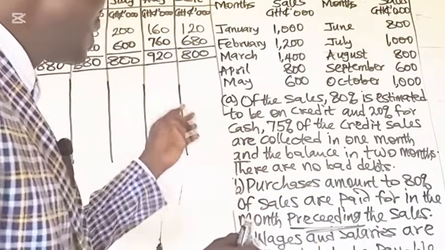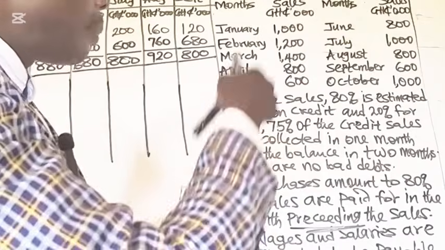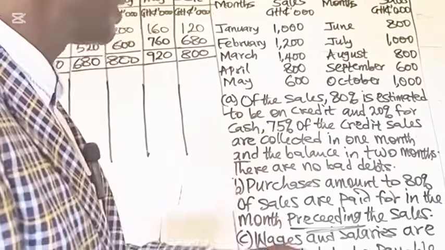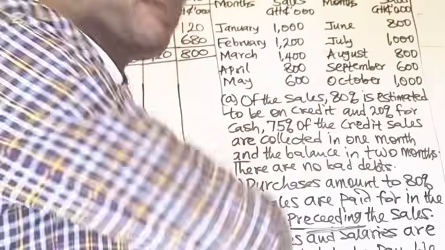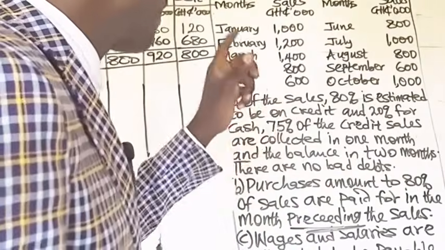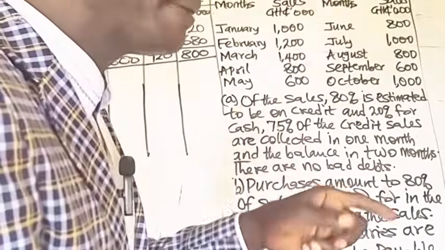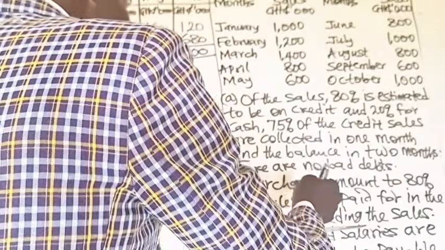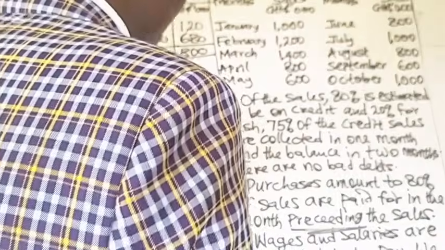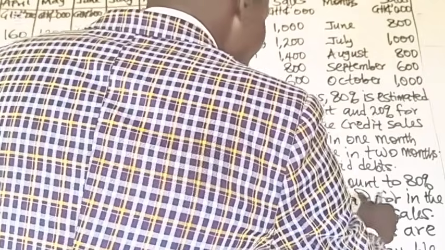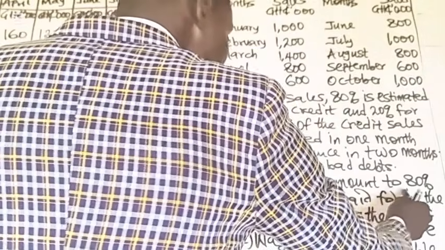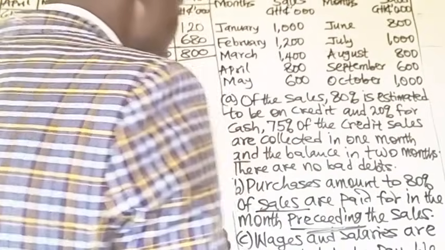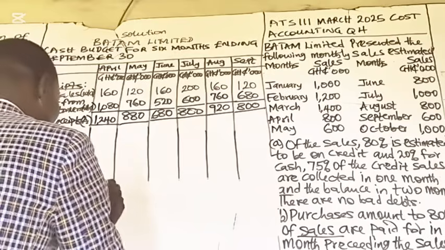If it will be paid after the month of sales, it will have been paid in March. 80% of February sales will have been paid in March. But you were told precede. That means before. So it means 80% of February sales will be paid in January. 80% of January sales will have been paid in December of the previous year. So that is the meaning of this clause. To calculate the payment for purchases, it relies on sales. That means it is on the sales that your purchases will be calculated. Now, what are the sales made? We want to calculate purchases.